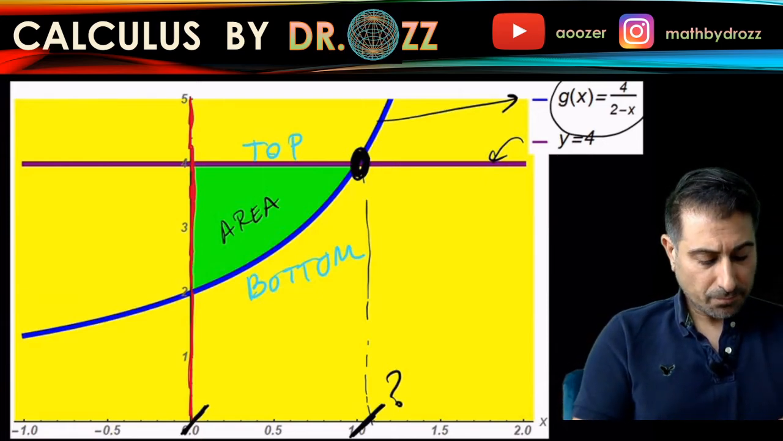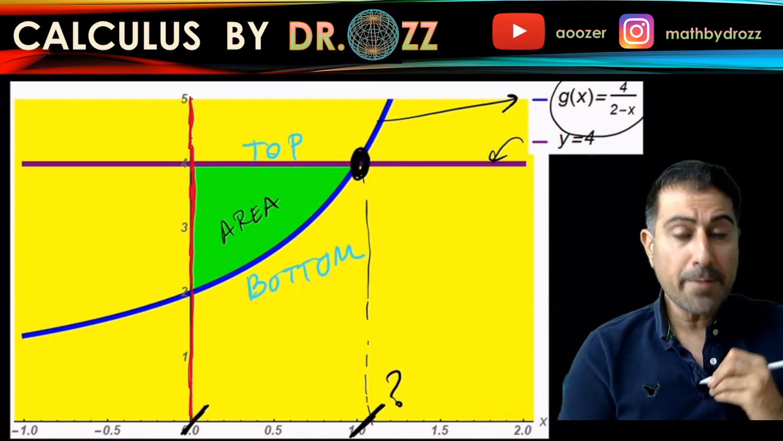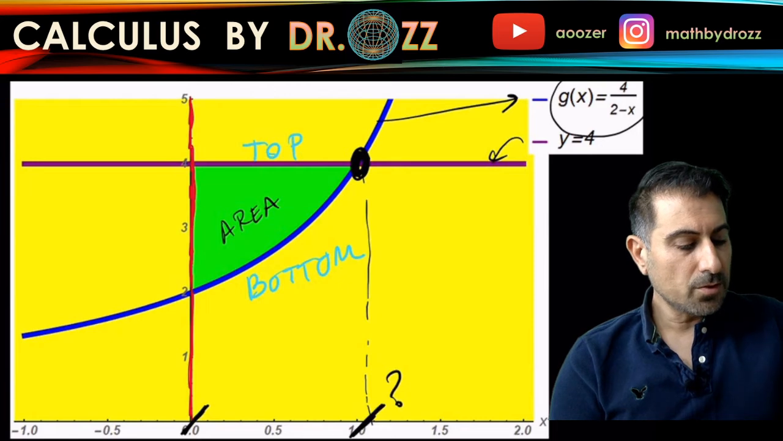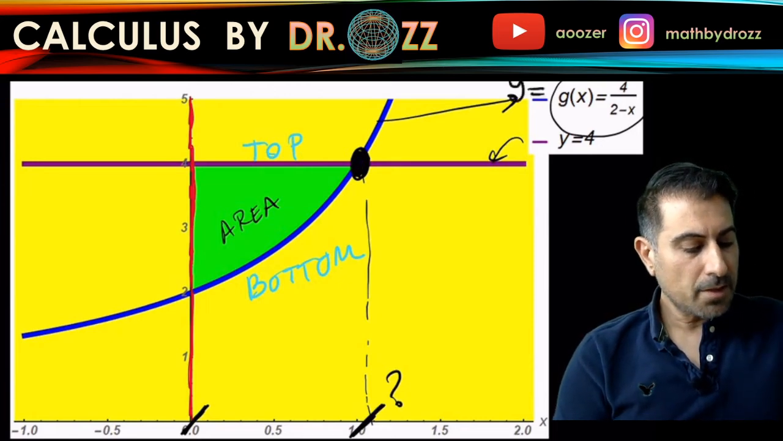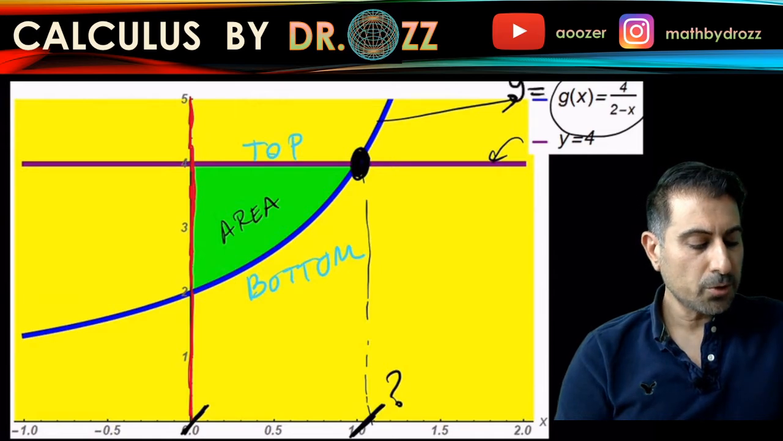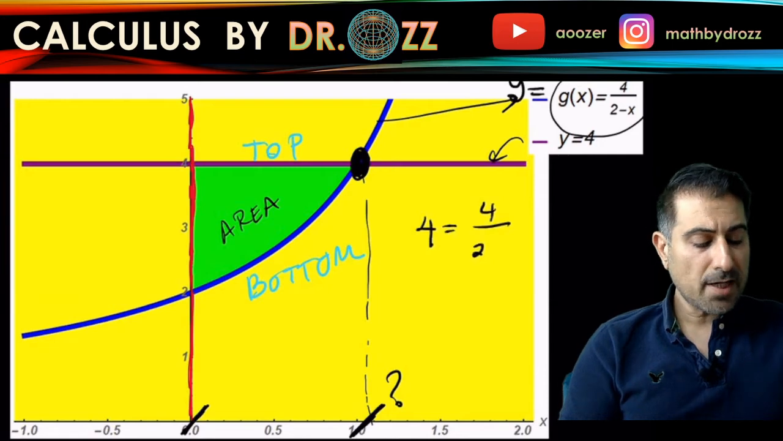Find out this number. This is the intersection of blue and purple. So this is also y equals g of x. So there you go. We were talking about when y equals 4, so we're solving this for x. Okay, multiply both sides by 2 minus x.